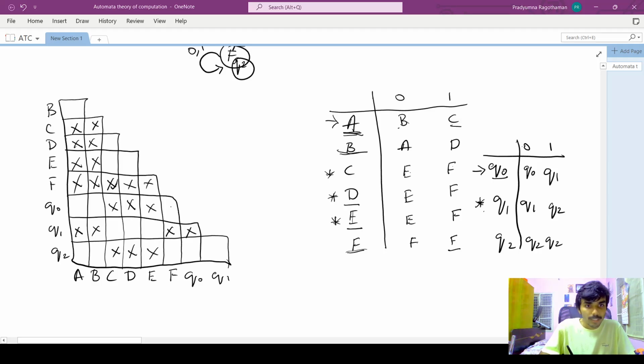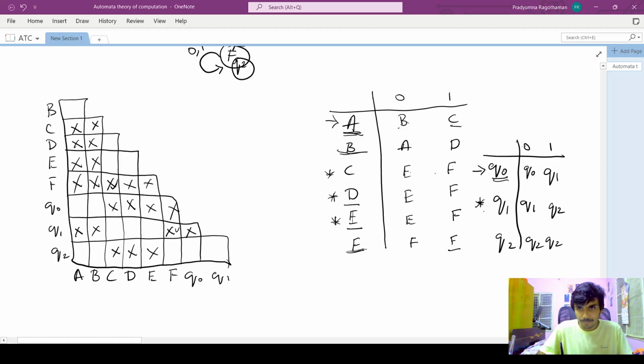Now let's go to Q0 and F. When it gets 0, F and Q0, which is not marked. Again, F and Q1. Is F and Q1 marked? Yes, it's marked. So Q0 and F are different. This is how we mark when we combine the tables of two different automatas and try to see if both the automatas are equivalent or not.